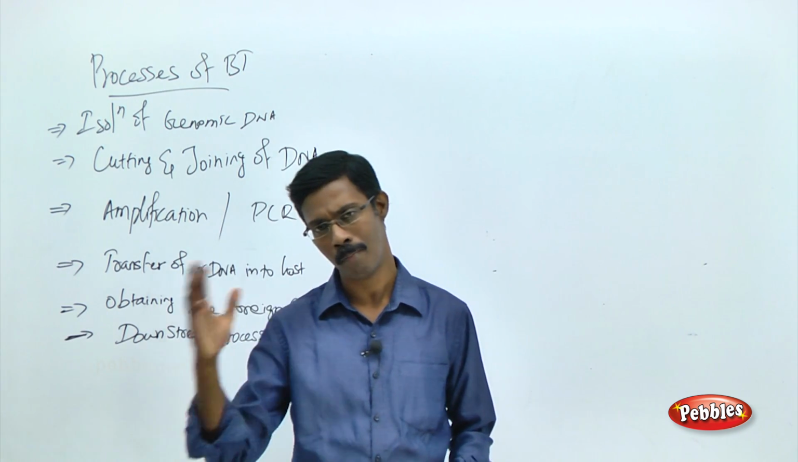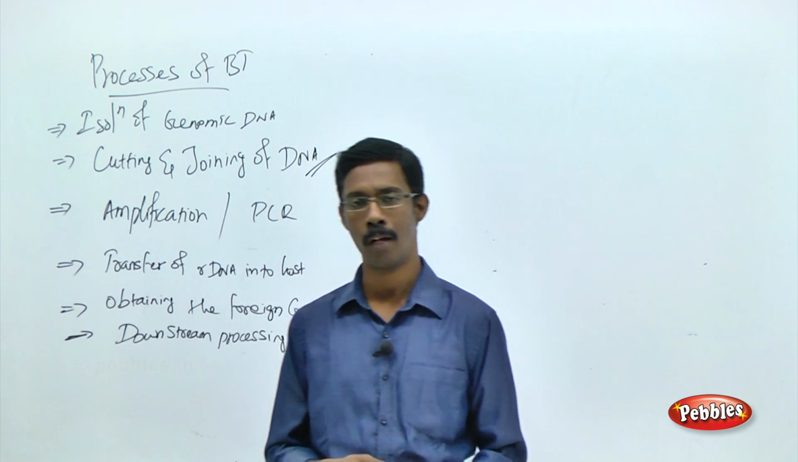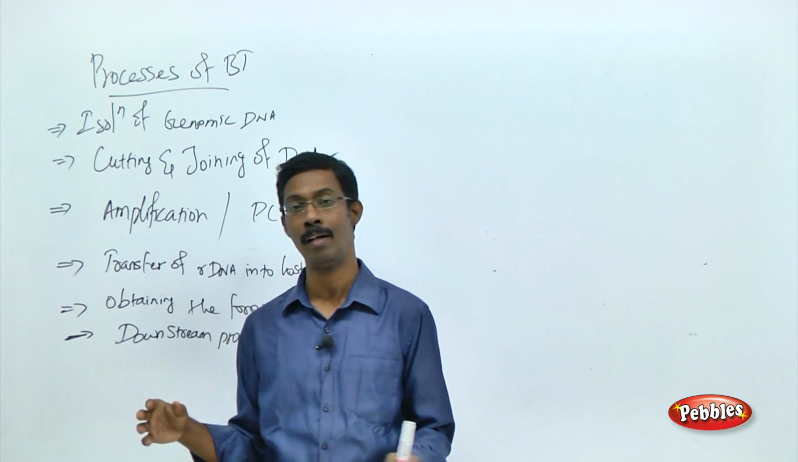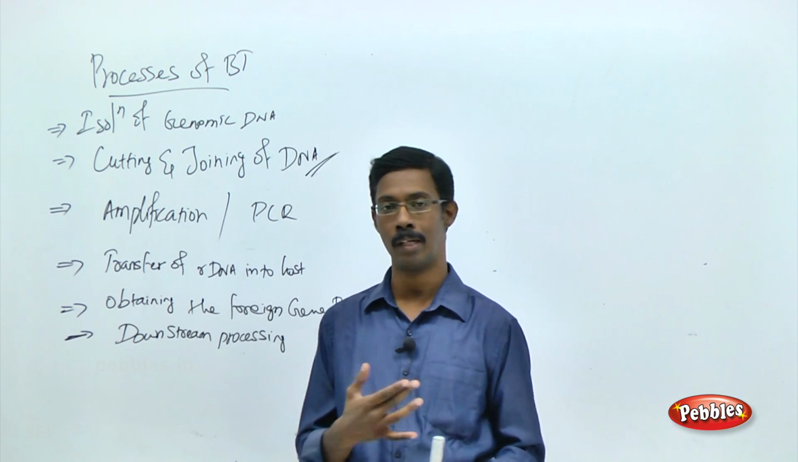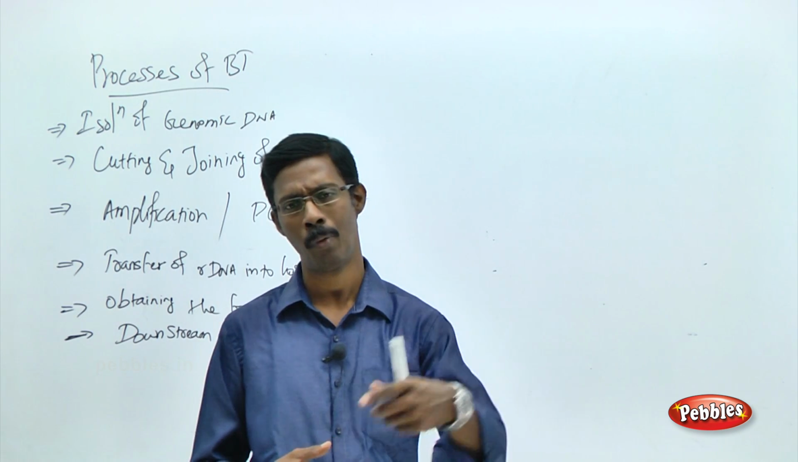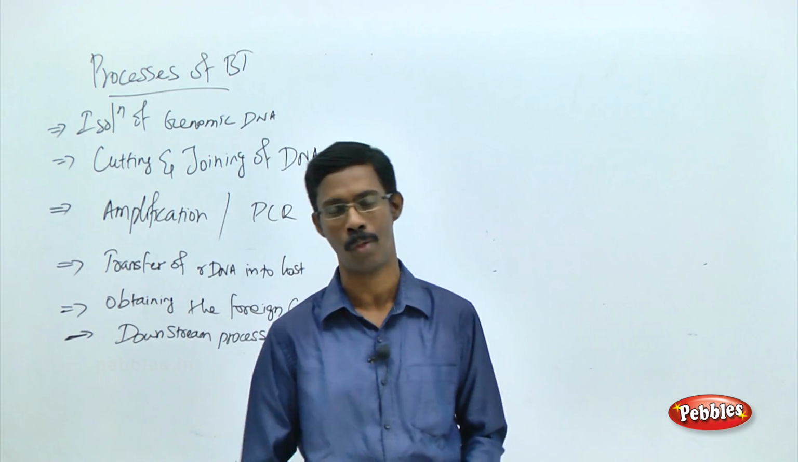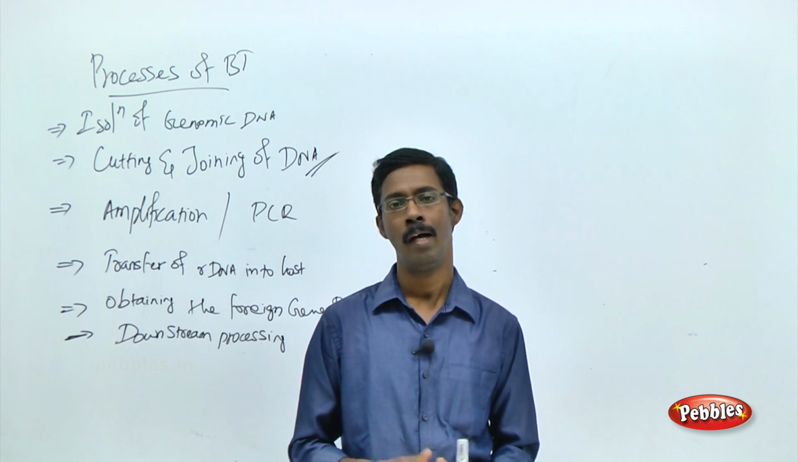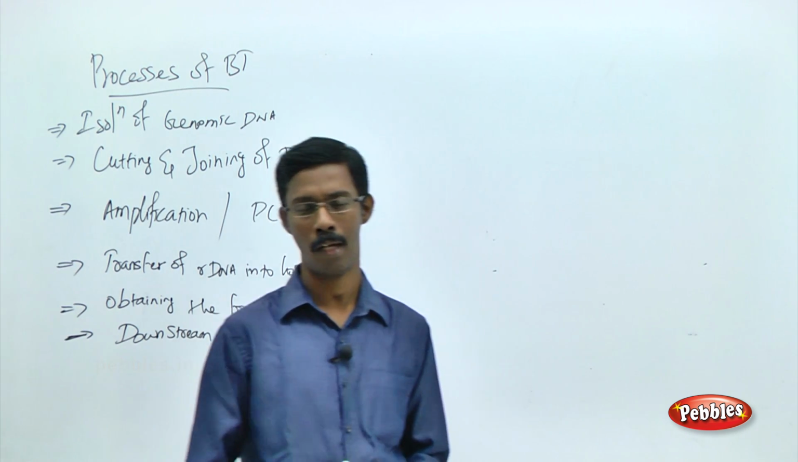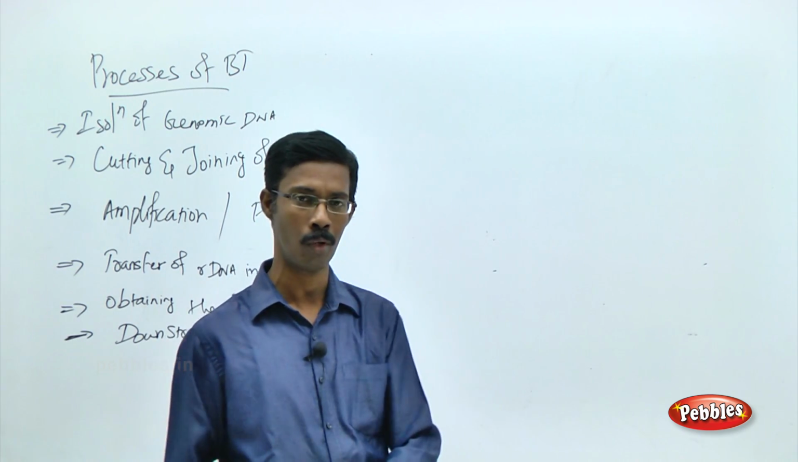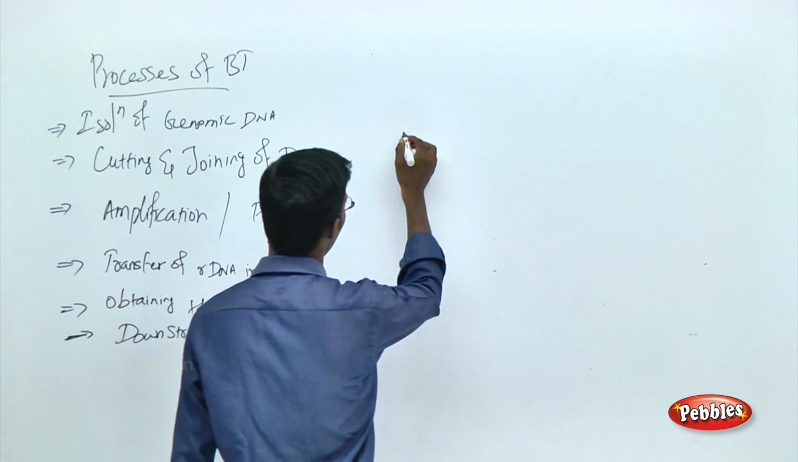And with the same enzyme, we cut the plasmid or carrier molecule, so that we get complementary bases at the sticky ends. Then we join the required gene, or insert the required gene, into the plasmid, and that creates a recombinant DNA molecule. These are the steps involved in the cutting and the joining. I will repeat it once again.